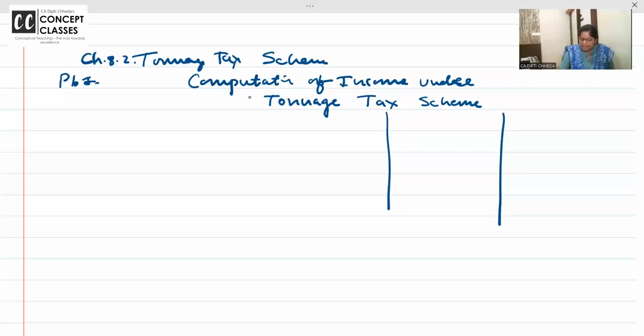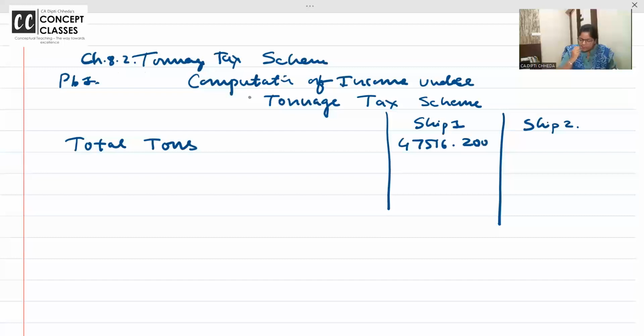This is already a past exam problem only. Ship 1, ship 2. Total tons. How much are the tons? Are you all comfortable writing with me? 47,516 tons, 200 kg. This is ton, this is kg. And this is 25,759 tons, 400 kg. Now the kg we have to ignore.